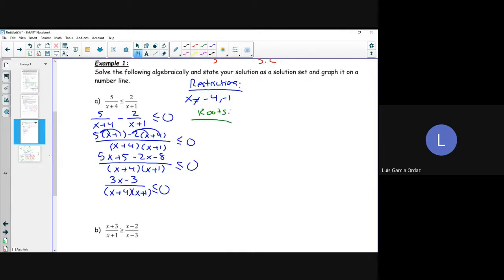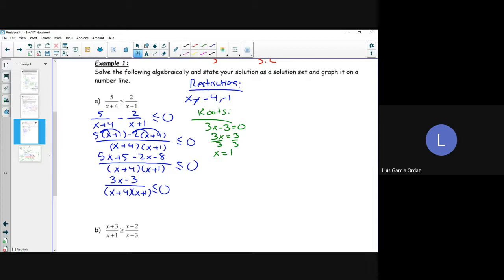Now we need to figure out our roots. Remember, the roots of a rational inequality have to do with the numerator. So if we set the numerator equal to 0, what is our x-intercept for this expression? 1. So we have 3x minus 3 equal to 0. Move the 3 over, divide by 3, and we get x equal to 1.